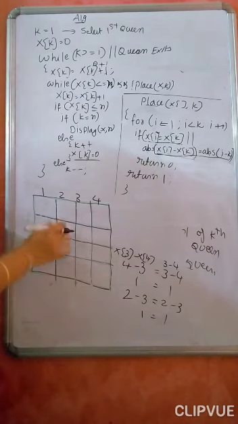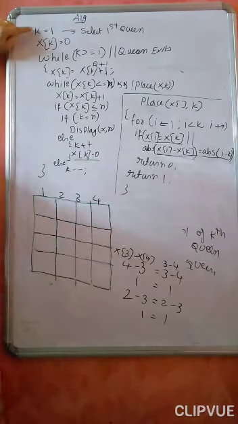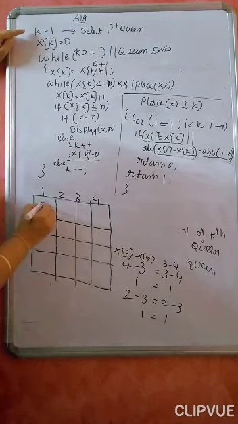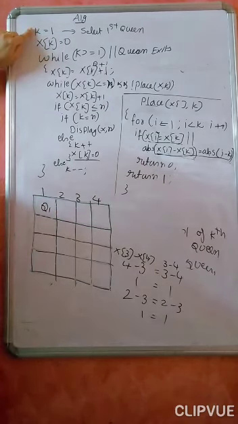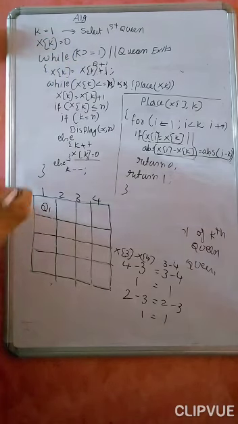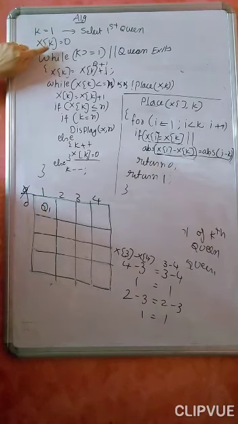Okay. First queen, second queen, like that. So k is equal to 1 means the first queen. Okay. I have selected the first queen but not placed it. So column 0, column 0 is not there. Okay. So I have selected it but not placed it onto any of the columns.